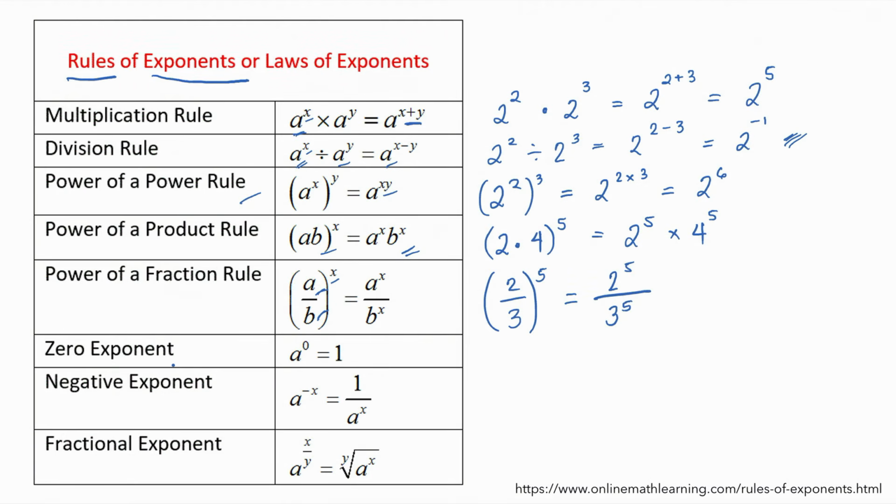And then, ito yung zero exponent naman. Kapag meron kang number na ni-raise sa 0, ang laging sagot is 1. So, kahit 1 million raised to 0 pa yan, 1 pa rin yan.